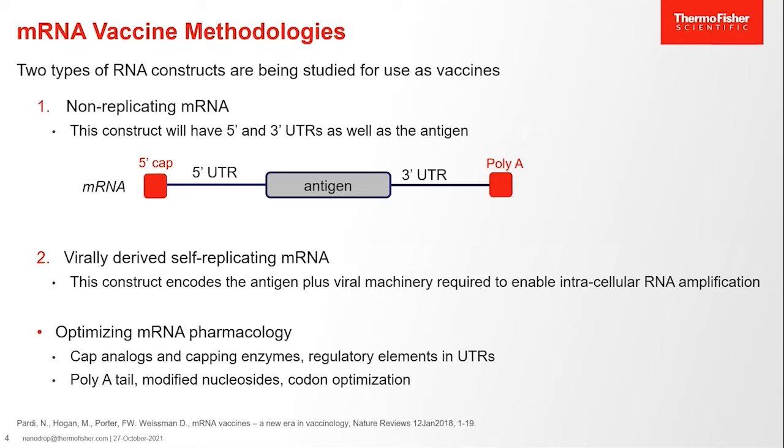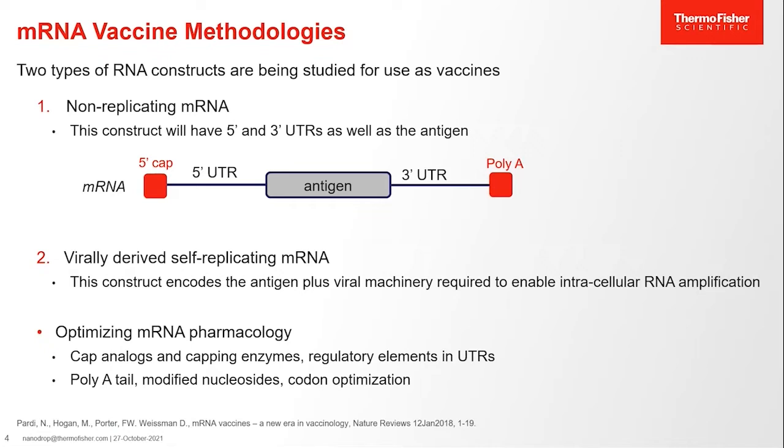Once this IVT construct is delivered into the cell, it'll produce antigen to elicit an immune response until the mRNA finally degrades. Another mRNA vaccine platform, in the bottom here, encodes the viral machinery which allows this IVT construct to replicate itself once it enters the cell. Now, this method requires much less mRNA to be used for injection because intracellular amplification of the RNA takes place.